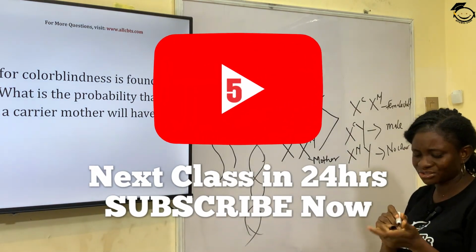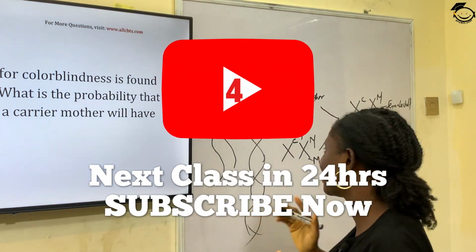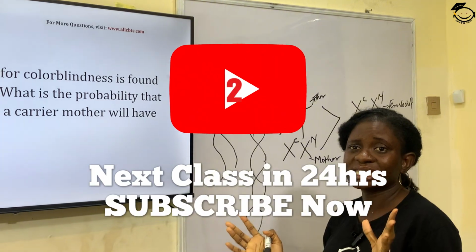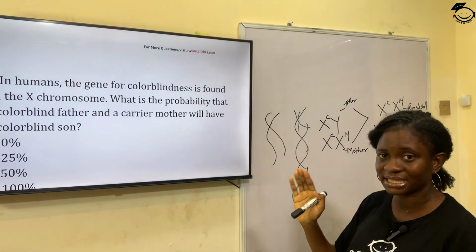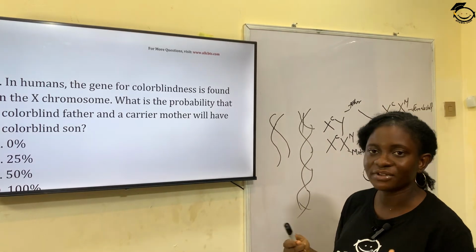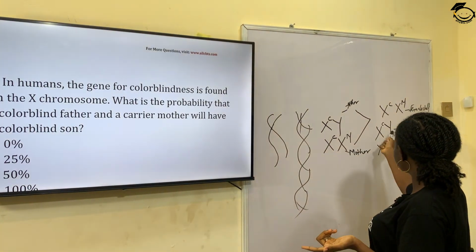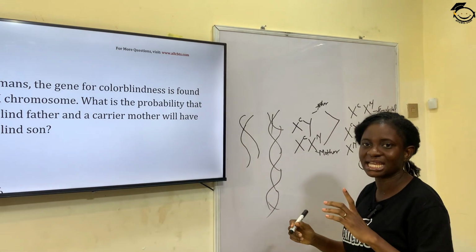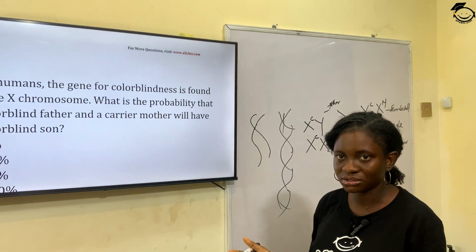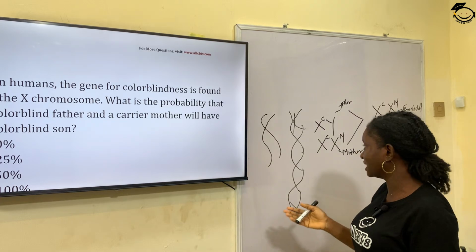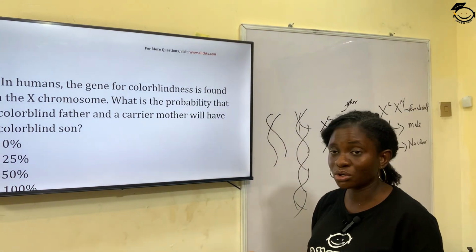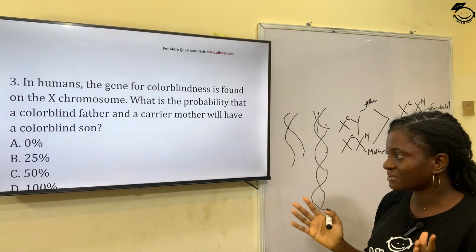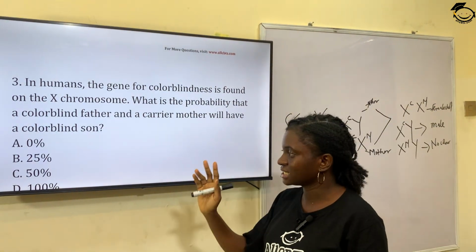So it's not actually 100%. It's like a 50-50 thing. They are asking what's the probability that a colorblind father and a carrier mother will have a colorblind son? So you can see it's a 50-50. Is it that they have a normal child without color blindness, or they have a male child with color blindness? So it's 50-50. The correct answer here is 50%.